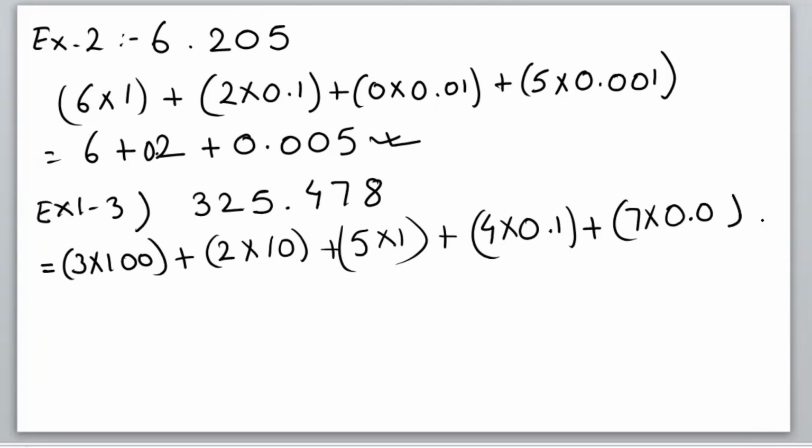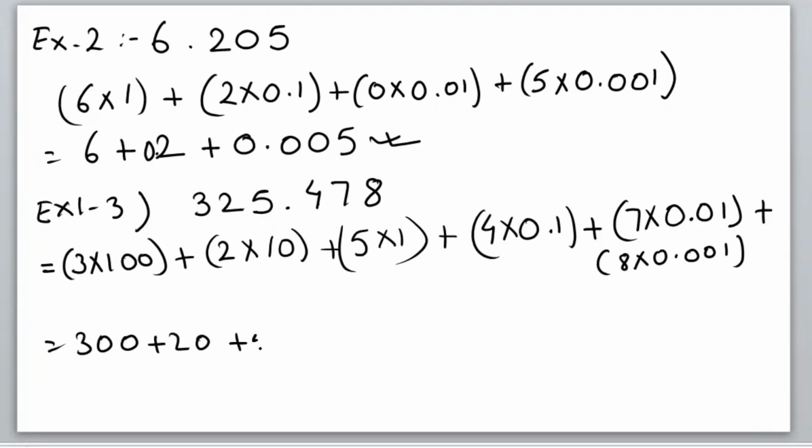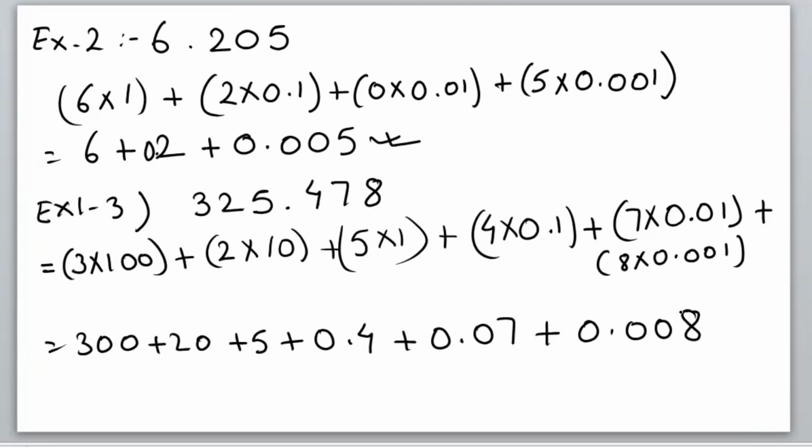0.01 plus 8 is in the thousandths place. So 8 will be in the thousandths place, multiplied with 0.001. Okay. It will become 300 plus 20 plus 5 plus 0.4 plus 0.07 plus 0.008. See, extended form is so easy.